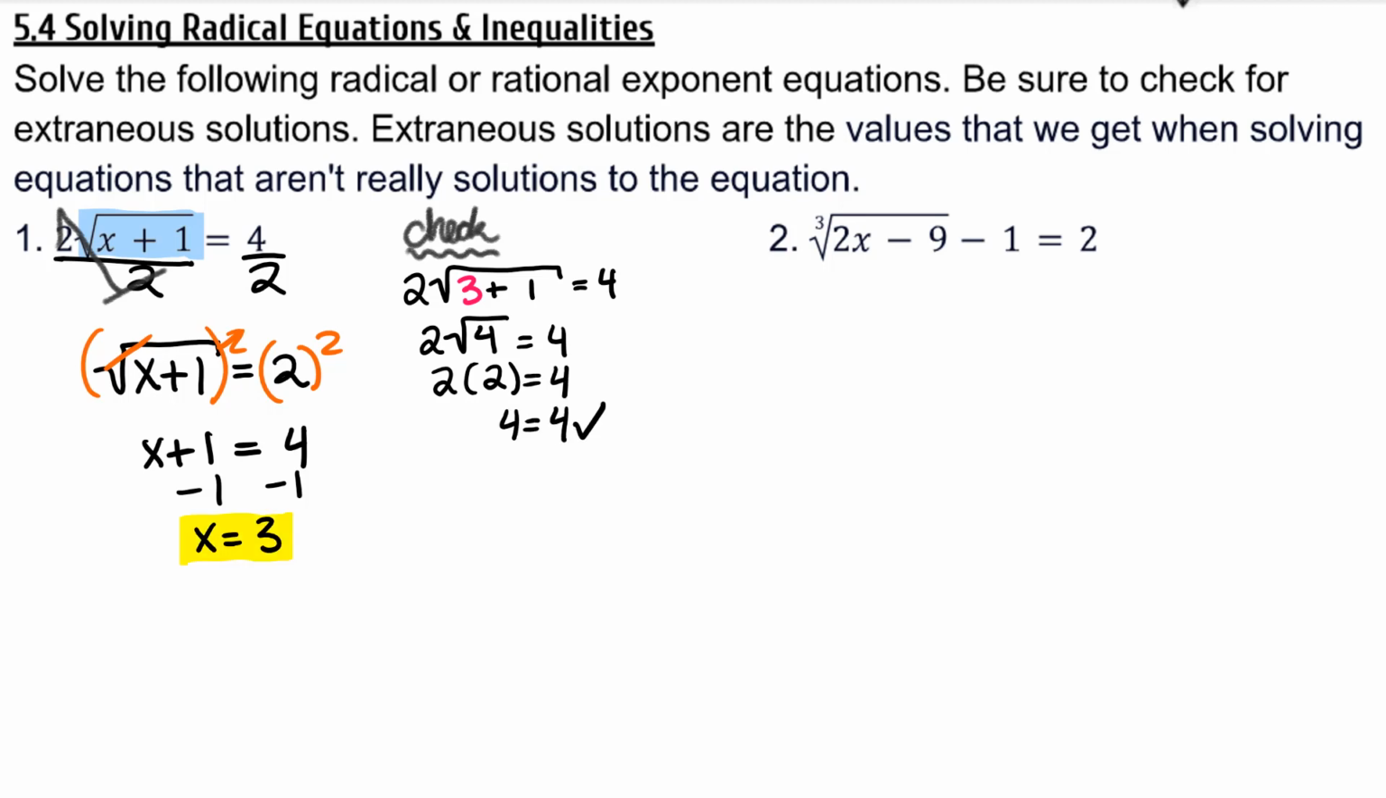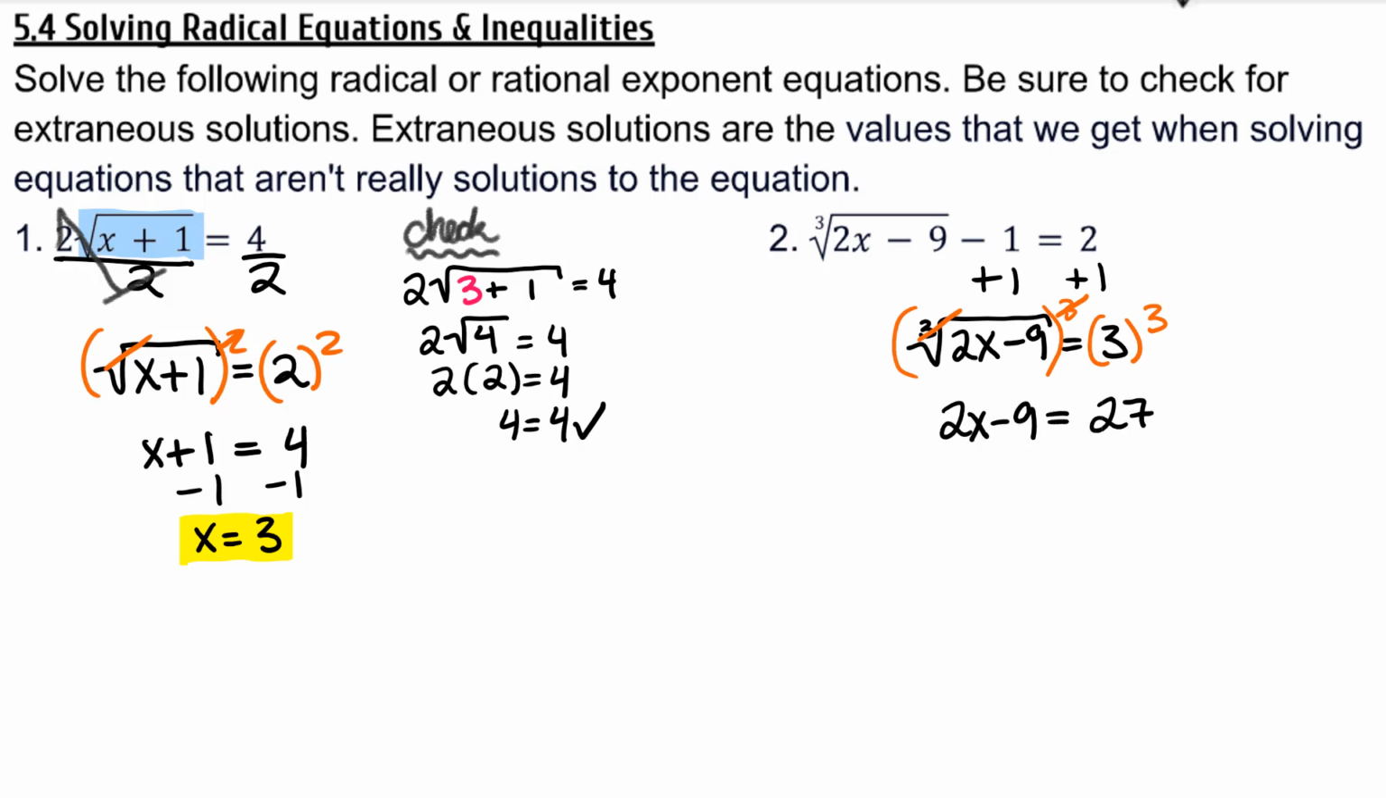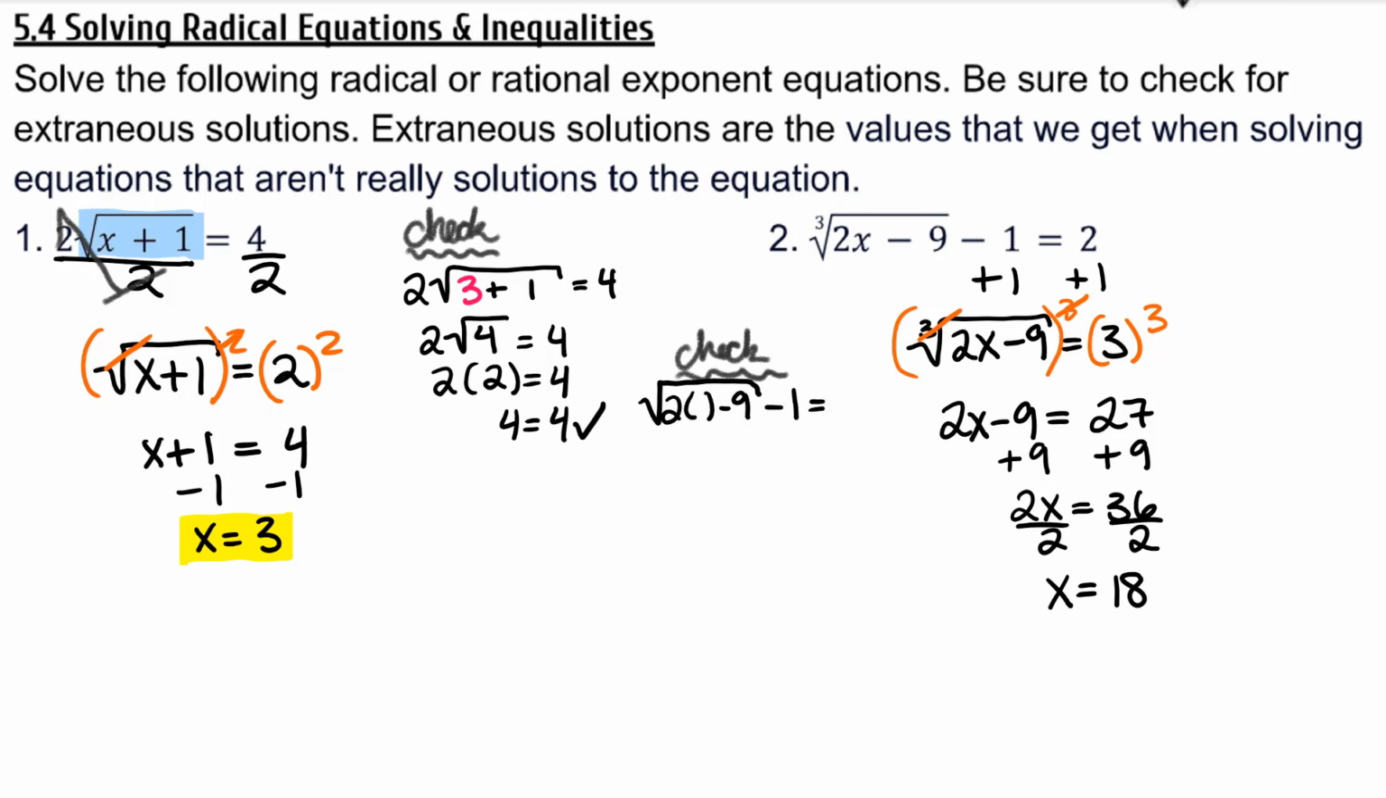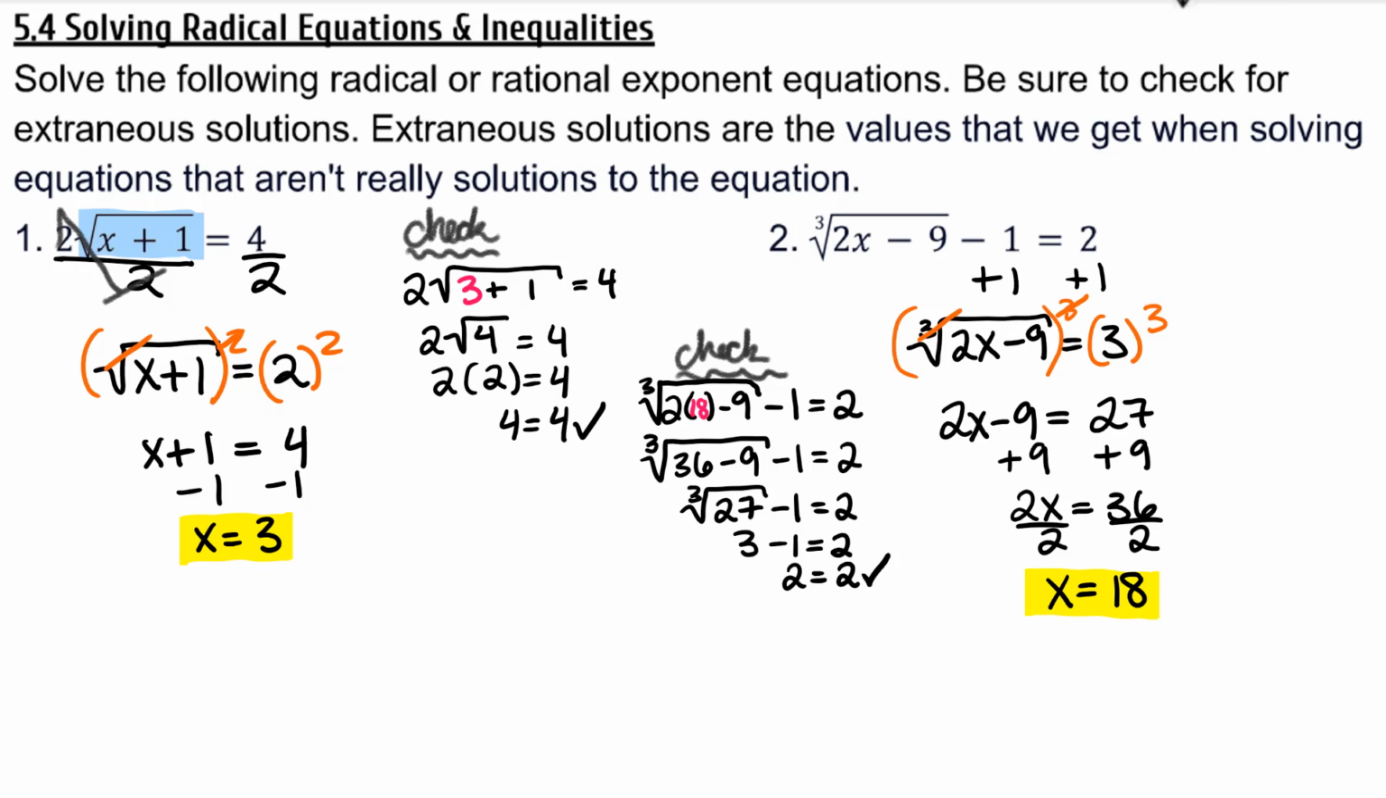For number 2, make sure the radical is isolated. Now use the inverse operation of cube root, which is cubing. Now you have the radicand equal to 27. Solve for x. Now let's check. So x equals 18 is our solution.